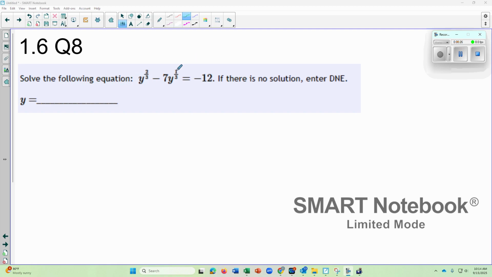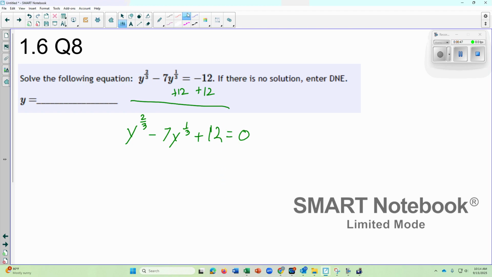thing called substitution. And so the first thing I'm going to do, though, is I'm going to set this thing equal to 0 by adding 12 to both sides. So I'm going to have y to the power of 2/3 minus 7y to the power of 1/3, and then plus 12 equals 0.